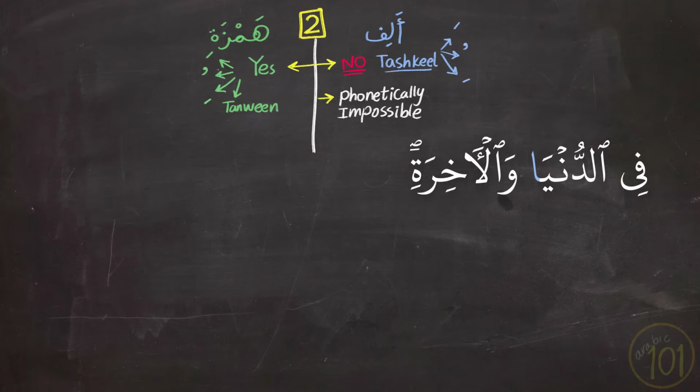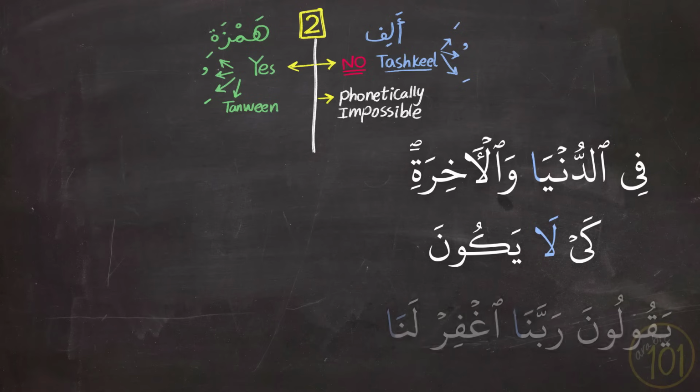في الدنيا والآخرة كي لا يكون يقولون ربنا اغفر لنا. Notice that all of these words contain an alif. And notice how alif in every one of these examples has no vowel on top or under it, even if it comes at the end of a word.